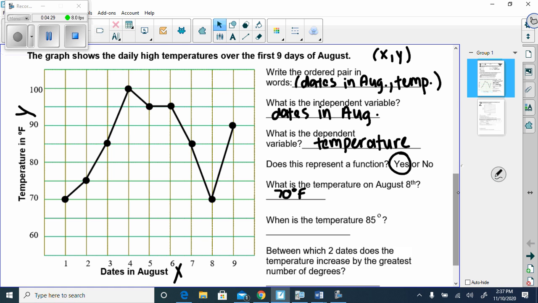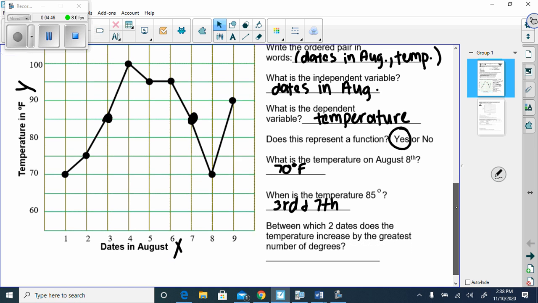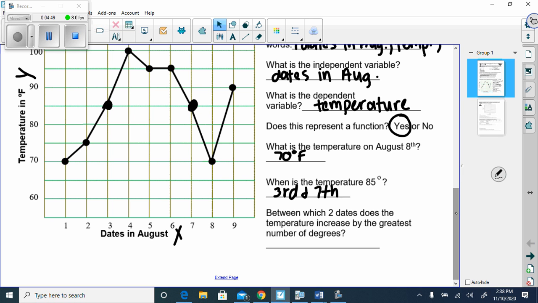When is the temperature 85 degrees? The 7th. When else? The 3rd. So I would say the 3rd and 7th. Okay? It says between which two dates does the temperature increase by the greatest number of degrees? So where does it go up the most? Between 8 and 9. It goes up a whole lot. It goes from 70 up to 90, right?